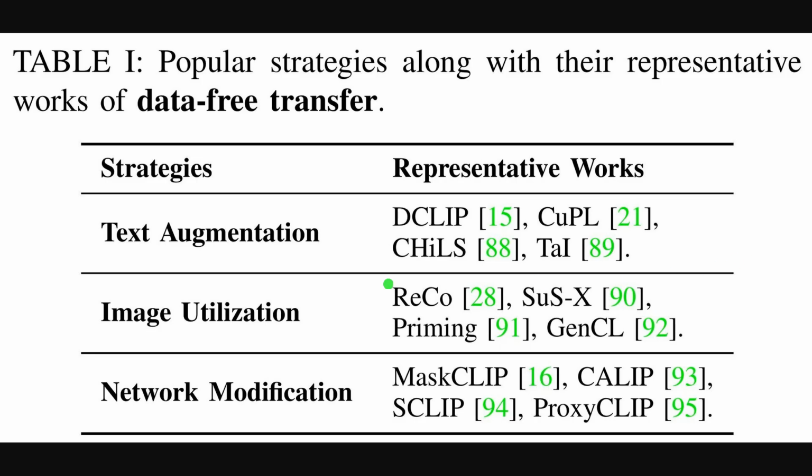This table then details some of the key research papers associated with those 3 strategies we just saw. For the text augmentation strategy, representative works include DCLIP and CuPL, which often use large language models to generate richer descriptions. When it comes to image utilization, you can see methods like RICO and Priming. And finally, for network modification, the table points to research such as MaskCLIP and SCLIP. It's a very helpful reference for anyone wanting to dive into the specific literature for these approaches.